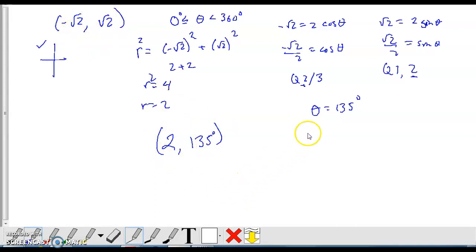Could I have made it with my r value negative? Of course. But again, I only needed one point to make this. Okay. One of the last things that we are going to discuss is how do we change equations from polar to rectangular and vice versa.